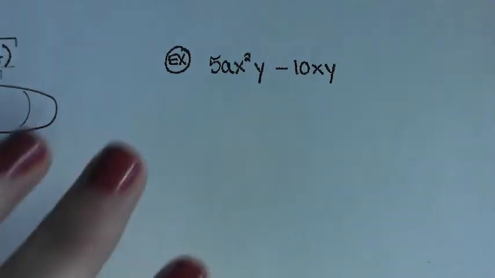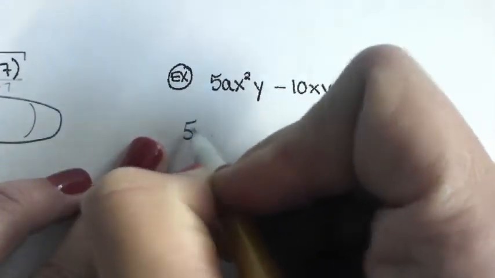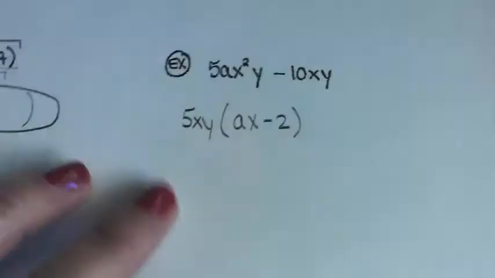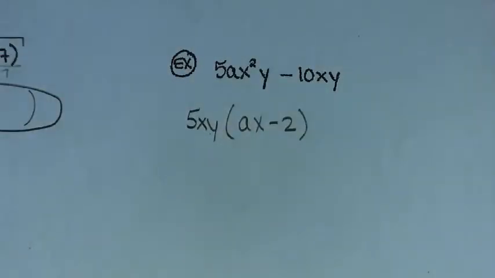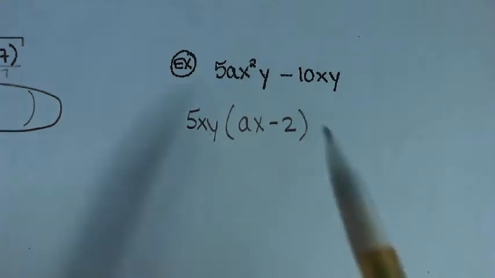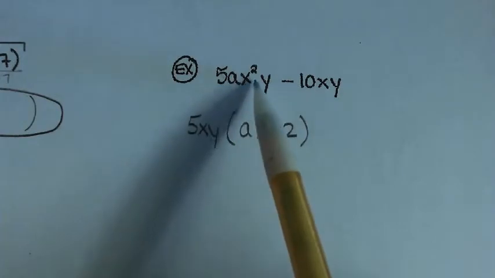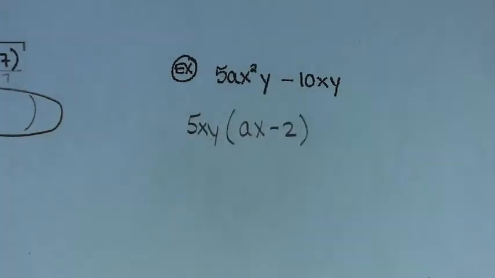Mason, what'd you get? 5xy parentheses ax minus 2. Did anybody get anything different? Okay, good. 5 and 10 has a 5. If you look at your x's, you take an x out.